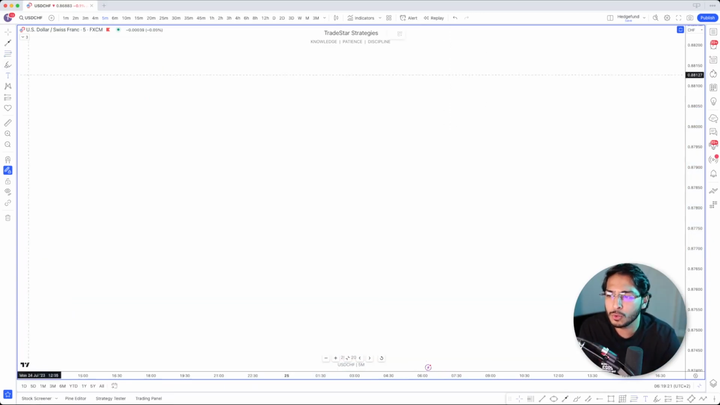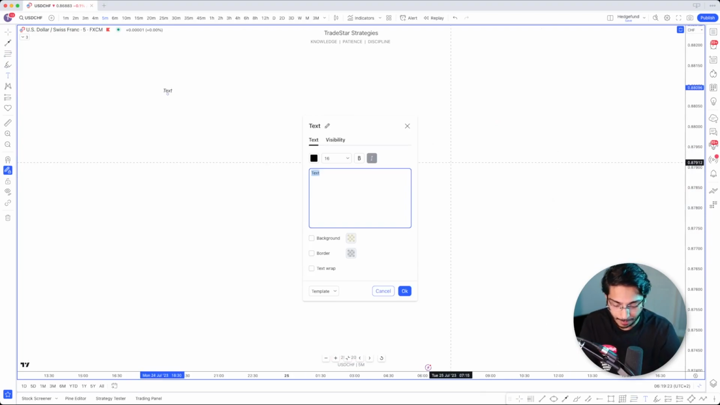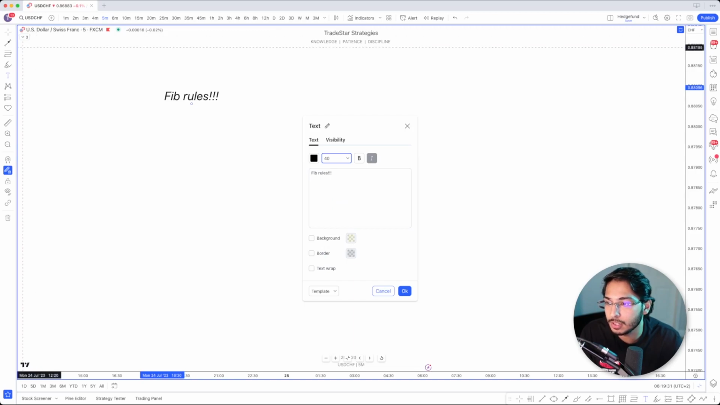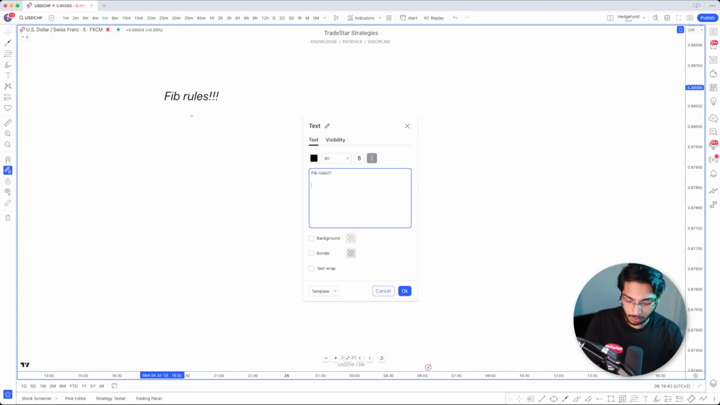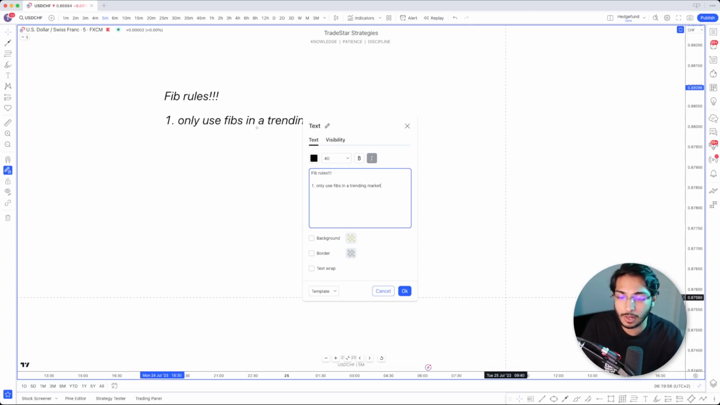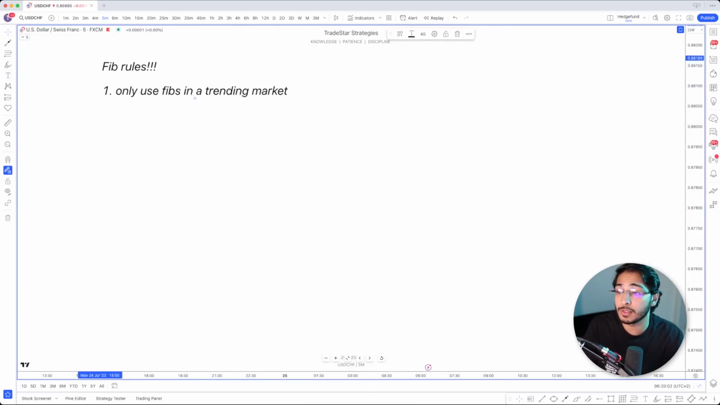There's only a few rules when it comes down to fibs. So we're going to type out our fib rules over here. When it comes down to the rules, what we want to do is just break them down really simply. One is use fibs in a trending market, right? So that's number one. Cool. We only want to use fibs in a trending market.